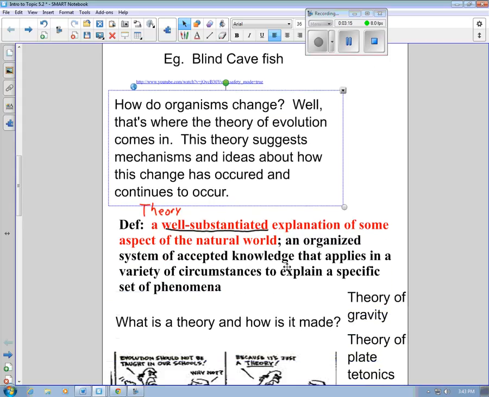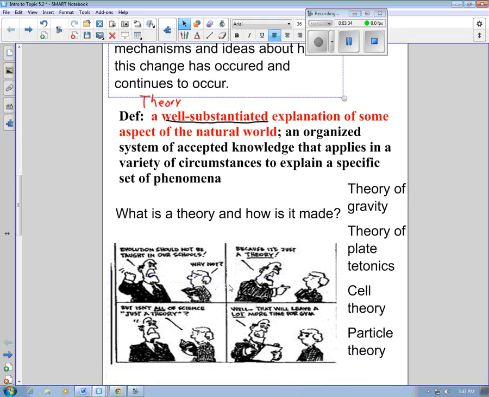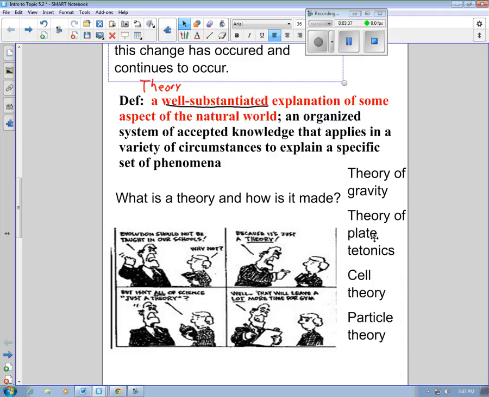And lastly, just a real quick idea about theory. In science, a scientific theory is a well-substantiated explanation of some aspect of the natural world. And it's something that has been tested and tried over and over. So we look at some of the theories we have, like the theory of gravity, plate tectonics, cell theory and particle theory. These certainly are well-substantiated ideas about how our world works. And yet, in the science sense, they're still referred to as a theory.